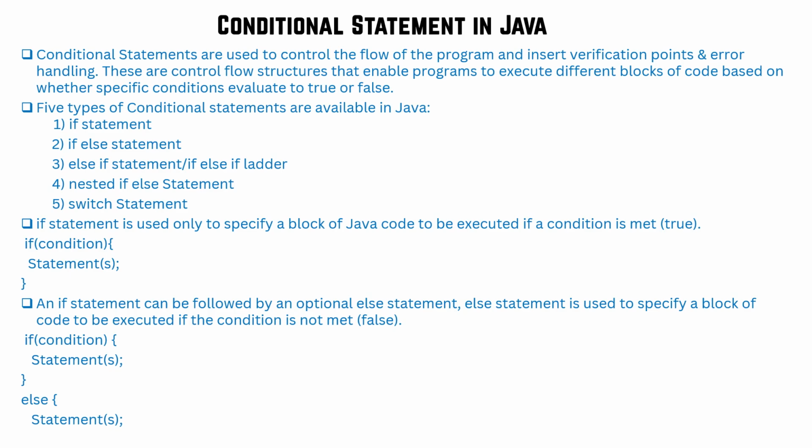If the condition is not true, then your if statement will be completely ignored. So for that drawback, we can optionally add an else part to the if. In case the if is not getting executed or the condition is not met or true, then the remaining part will be executed as part of the else part. So an if statement can be followed by an optional else statement. The else statement is used to specify a block of code to be executed if the condition is not met or false. So let's see the implementation.